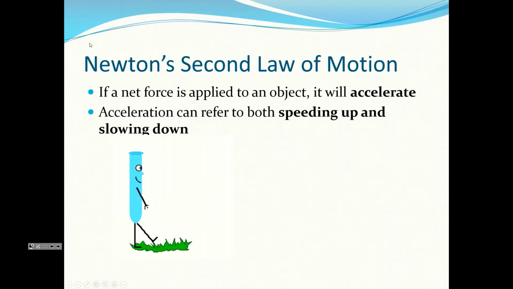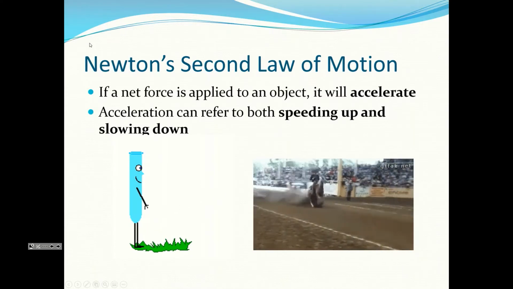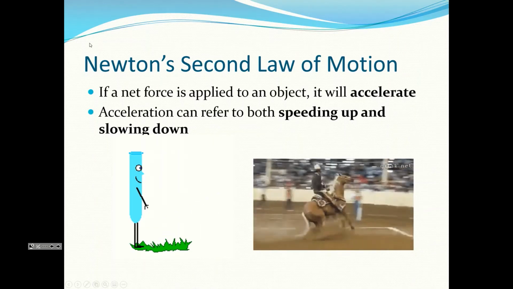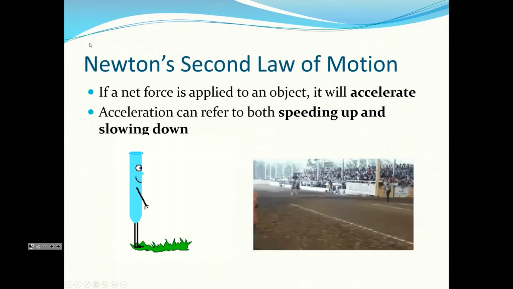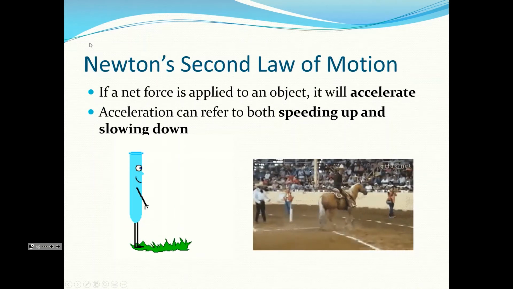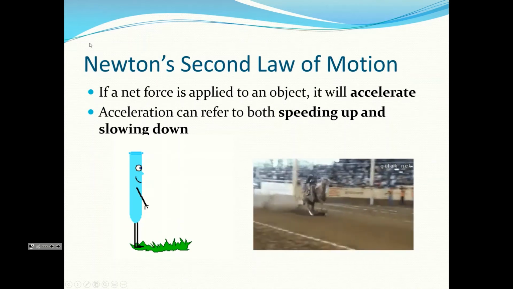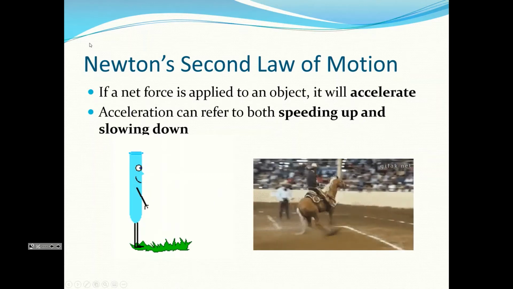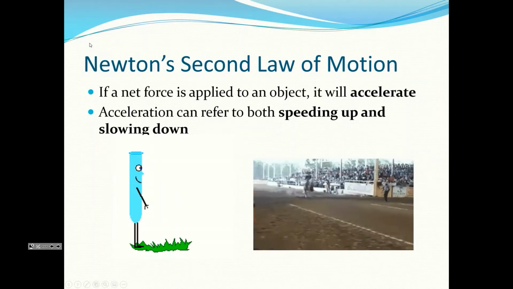So here we have test tube guy, who kicks the ball, applies a force, and the ball goes from 0 meters per second to moving. So the ball accelerates. Or for slowing down, this horse is moving, and it's applying friction, putting its legs like that, so there's lots of friction, and the horse goes from moving to slowing down. Both of those would be acceleration, and both of those would be a part of Newton's second law.